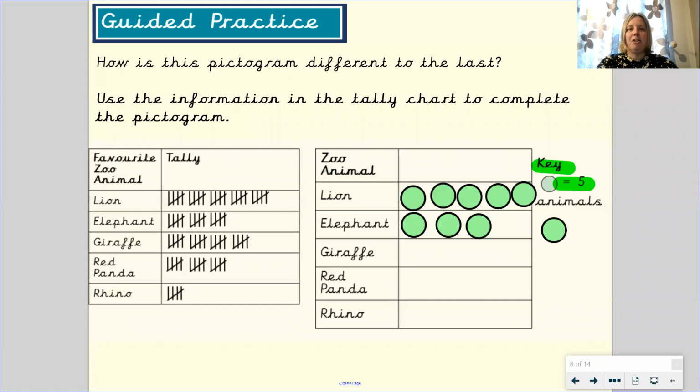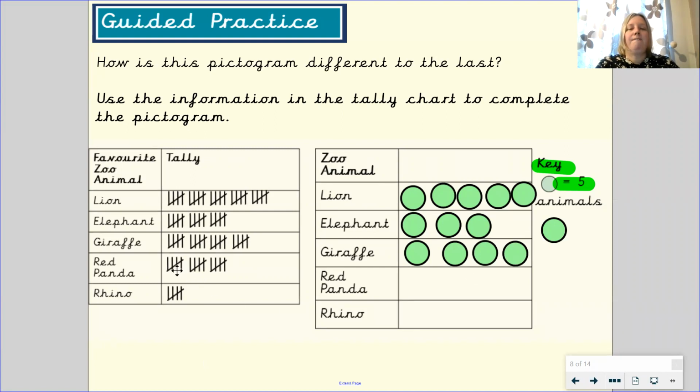Well done for completing your pictogram. Let's have a look at giraffes. Count with me. 5, 10, 15, 20. So I need to represent that on my pictogram. Count with me. 5, 10, 15, 20.